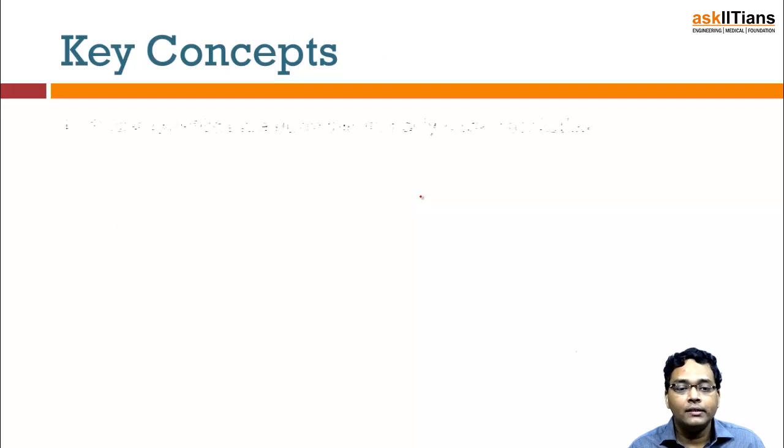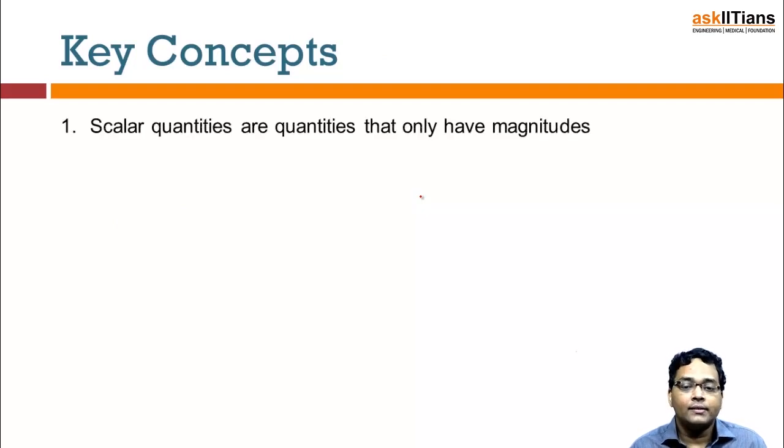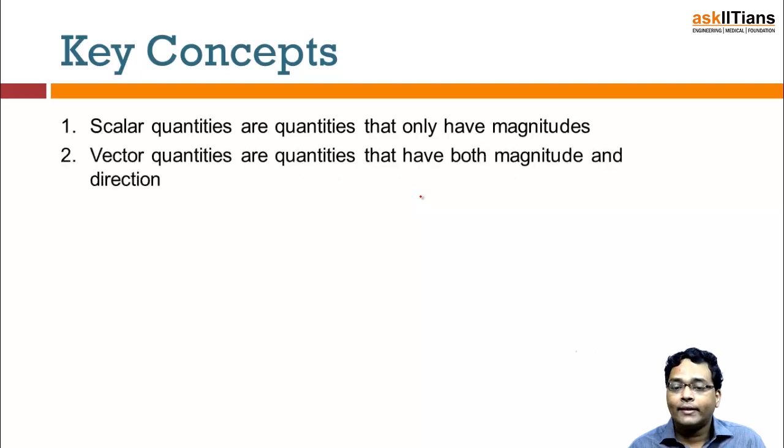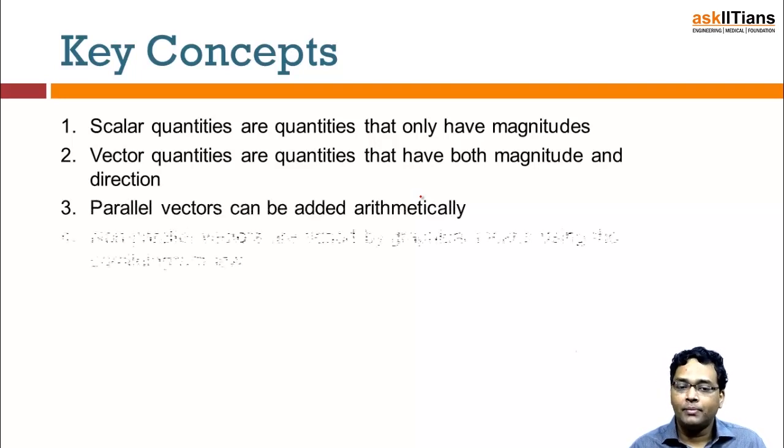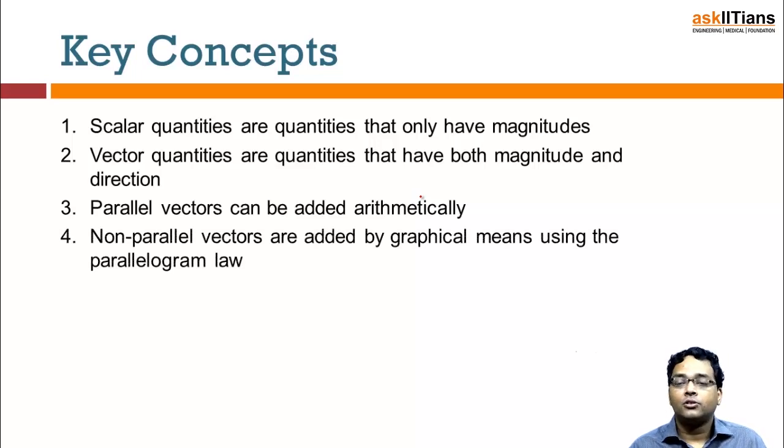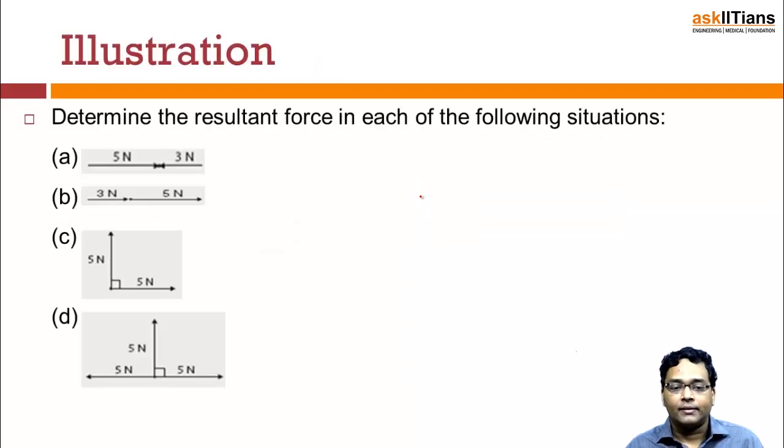So what have we learned? Scalar quantities are quantities that only have magnitudes. Vector quantities are those which have magnitude and direction. Parallel vectors, you can add them arithmetically, simply add them. Non-parallel vectors, you have to use the graphical method, that is, you need to draw two vectors, place them or parallelly move them, and then find out the net resultant.